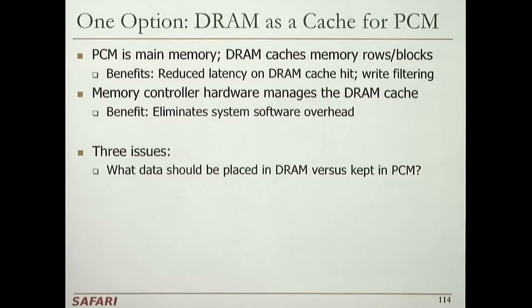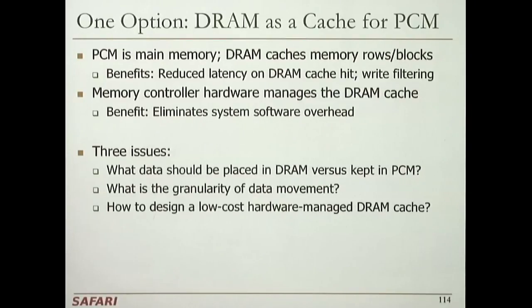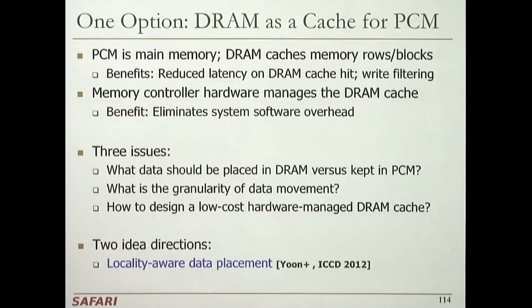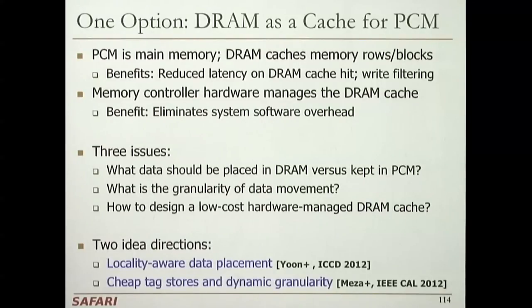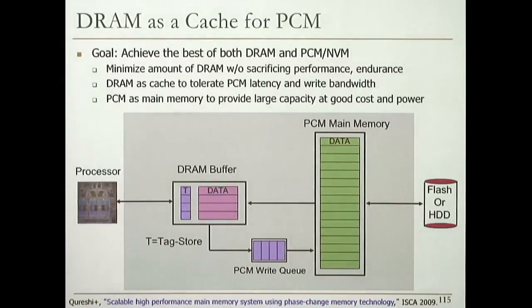OK, there are three issues that we're going to discuss. What data should be placed in DRAM versus kept in phase change memory? What is the granularity of data movement? I'm going to discuss that a little bit less. How do you design a low-cost hardware-managed DRAM cache? These are all design issues. And there are other issues, as we've discussed in the previous slide, which we're not going to tackle. So I'm going to give you a couple of ideas. Locality of data placement and cheap tag stores and dynamic granularity.